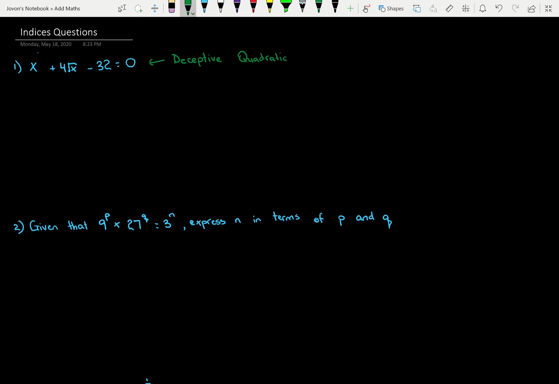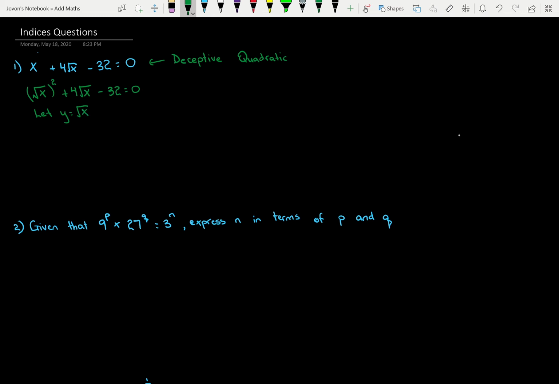Okay, so we have root x. Remember, x is actually root x all squared, plus 4 root x minus 32 is equal to 0. Okay, so what we're going to do here now is, because it'd be really complicated to factorize root x, we're going to replace root x. So what we're going to say is let y be equal to root x. Okay, and this is okay to do.